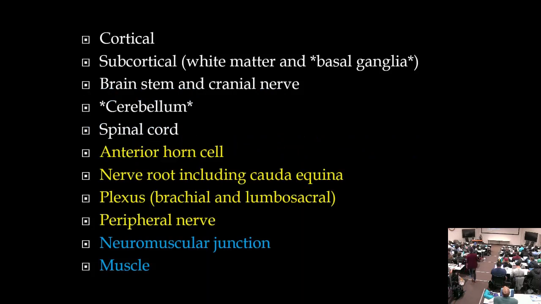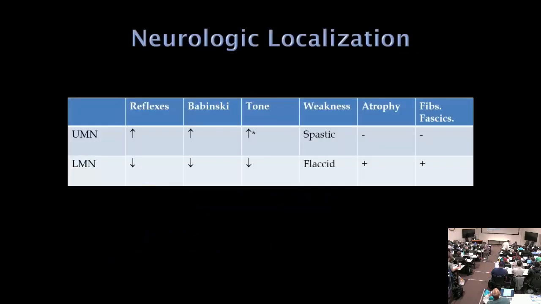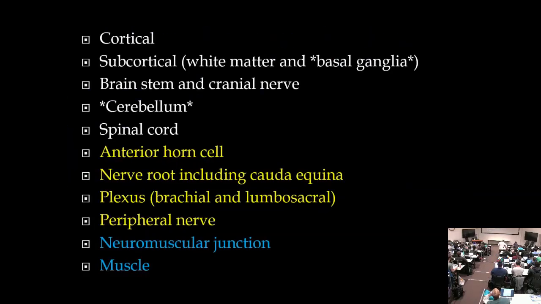All right, so the bird's eye view. Remember that when we think about the nervous system, we have our neuroaxis. We want to be able to start with the cortex and work our way down to subcortical, which would include white matter and basal ganglia, brainstem, cranial nerve, cerebellum, spinal cord, and then anterior horn cell, nerve roots, that includes the cauda equina, plexus, a brachial and a lumbosacral, peripheral nerve, and then neuromuscular junction and muscle.